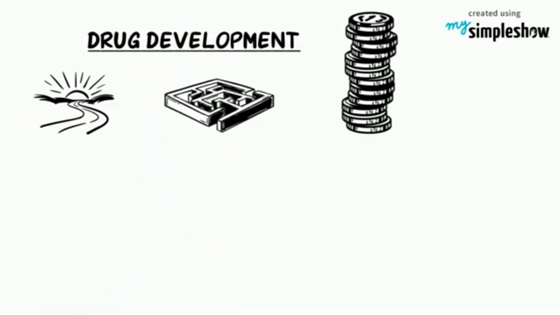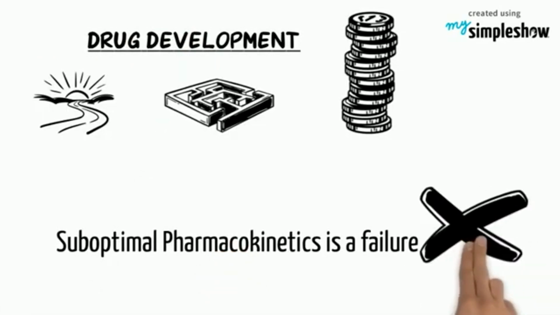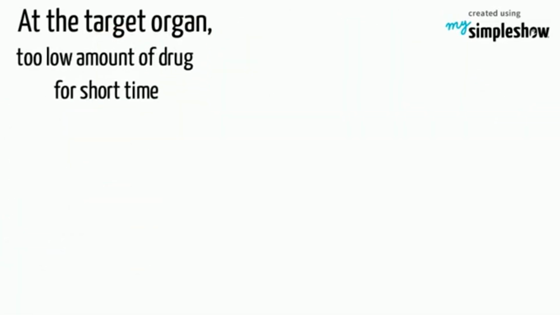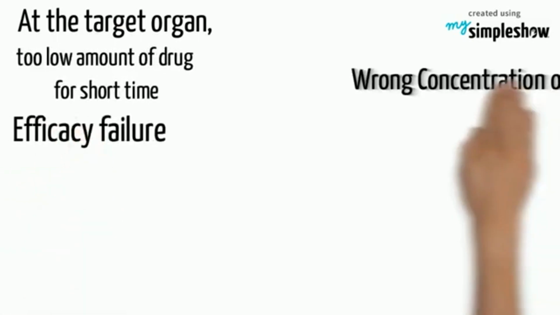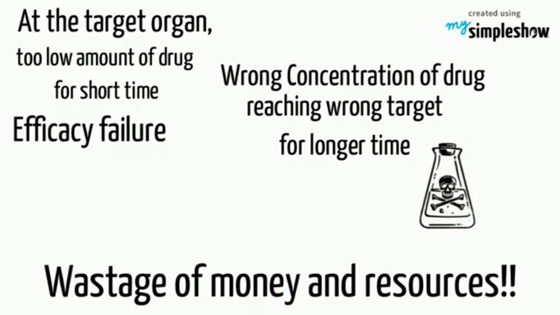It's important to know that drug development is a long, complex and expensive activity. Suboptimal pharmacokinetics is stated to be a reason for failures during drug development. At the target organ, too low concentrations of drug for less time can lead to efficacy failures, while wrong concentrations reaching wrong targets for longer time may lead to toxicity. All this leads to wastage of money and resources.